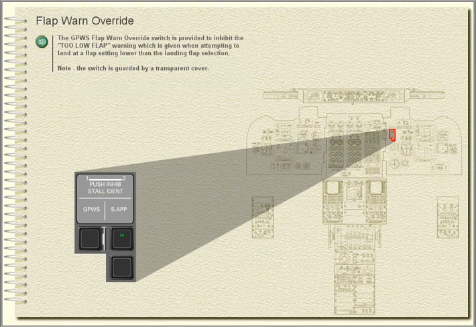Flap warn override. The GPWS flap warn override switch is provided to inhibit the "Too low flap" warning, which is given when attempting to land at a flap setting lower than the landing flap selection. Note, the switch is guarded by a transparent cover.